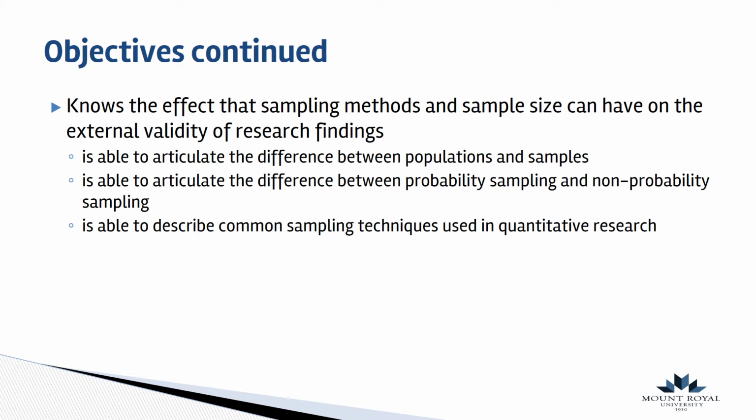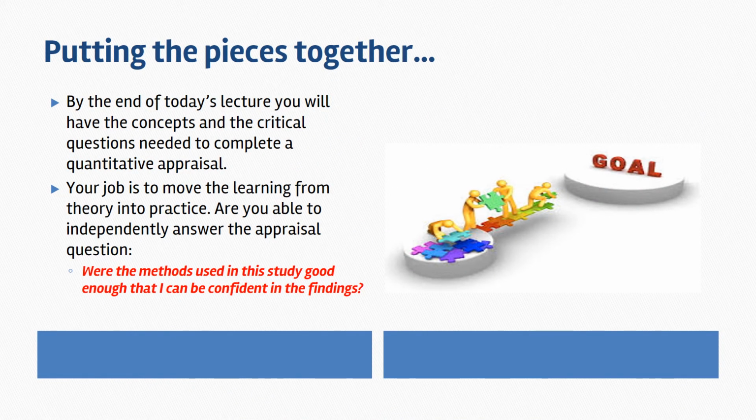And then thirdly, we're going to dive into sampling in this class as well, and so it's important that you know the effect that sampling methods and sample size can have on external validity or the generalizability of the research findings. So you want to be able to articulate the difference between populations and samples, articulate the difference between probability and non-probability sampling, and describe common sampling techniques used in quant research. Okay, so let's get started.